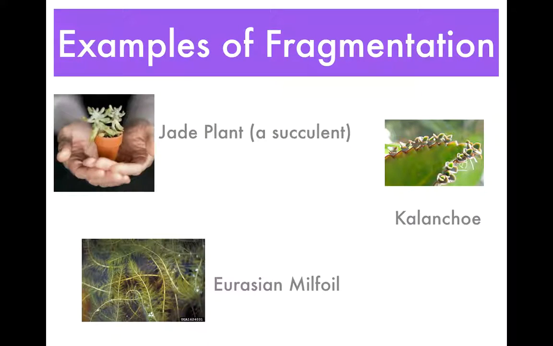So some other examples are the jade plant, which is a succulent. Succulents are cacti plants. They store water very well. Kalanchoe is another one. You can see the little buds kind of growing up there. And Eurasian milfoil, which is an invasive species, and it's actually kind of a funny story with Eurasian milfoil. In order to get rid of this species, they used to take the plant and cut it up. Well, if you fragment a plant that can reproduce asexually, they actually ended up making more Eurasian milfoil rather than getting rid of it with that method.